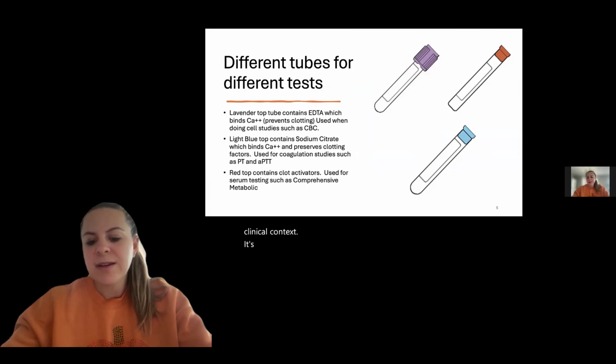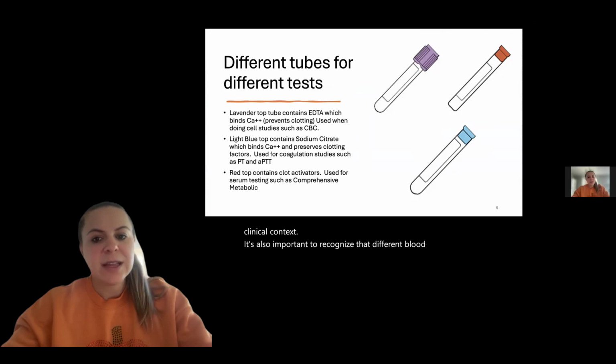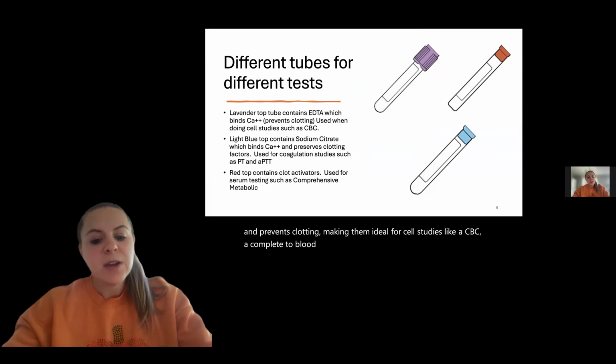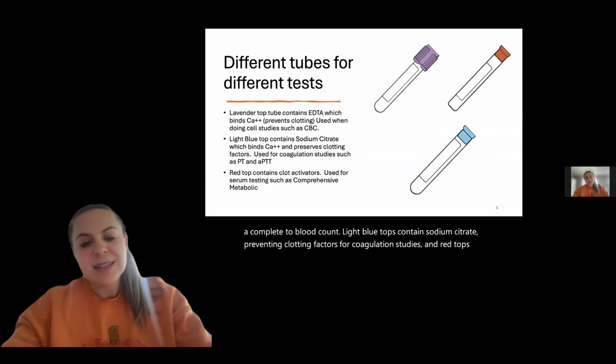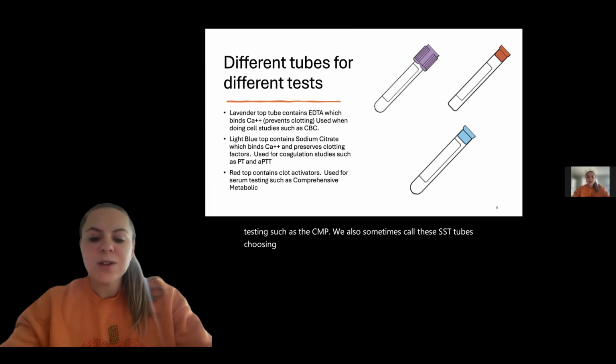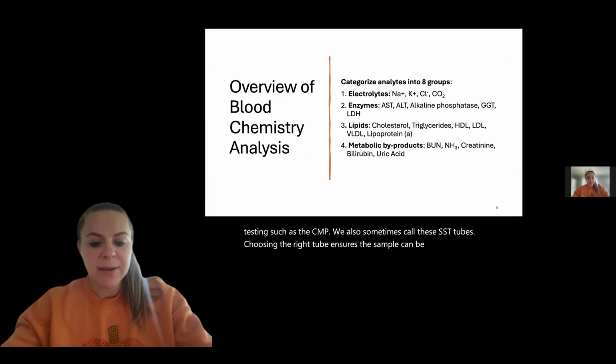It's also important to recognize that different blood tests require different collection tubes. For example, lavender top tubes contain EDTA, which binds calcium and prevents clotting, making them ideal for cell studies like a CBC, a complete blood count. Light blue tops contain sodium citrate, preventing clotting for coagulation studies, and red tops contain clot activators, and these are typically used for serum testing, such as the CMP. We also sometimes call these SST tubes. Choosing the right tube ensures the sample can be processed correctly.